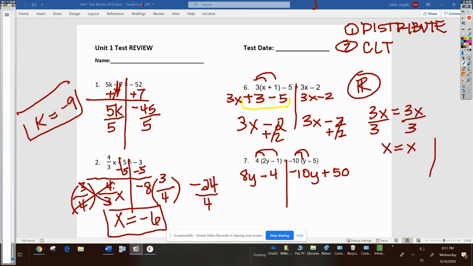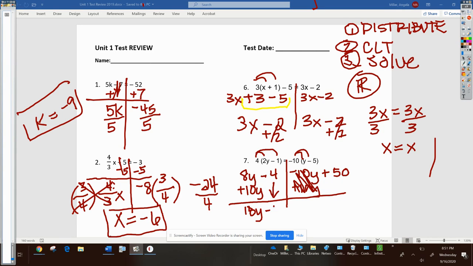So I've done my distribution. Can I combine any terms? I don't have any terms on either side of the equation that I can combine. So now I need to move my smallest variable. So now we're over here at step 3 where we're going to solve. If I want to move my smallest variable, I'm going to move my negative 10y. So I'm going to add 10y to both sides, and then this is going to cancel out. 8y plus 10y is going to give me 18y. I'm going to bring down my negative 4, and I'm going to bring down my 50.